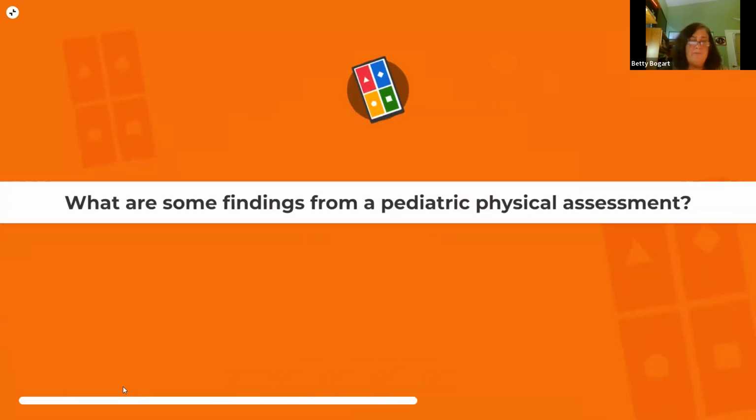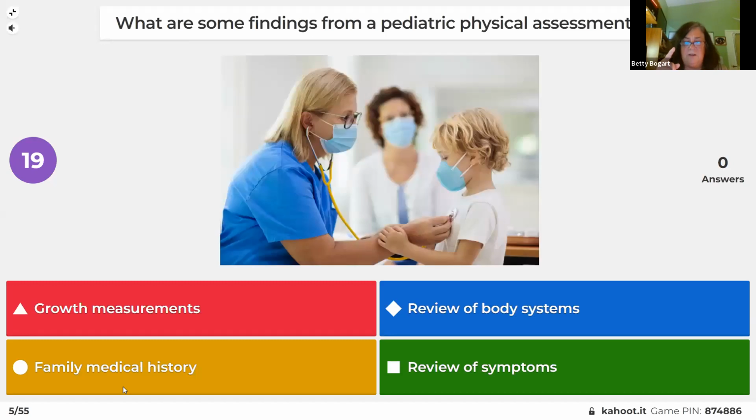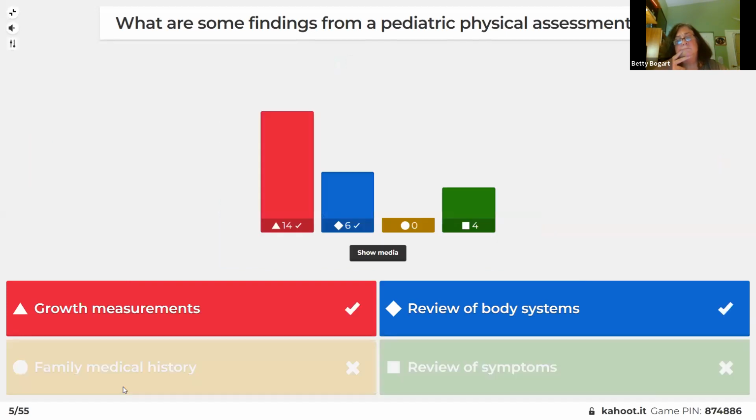Multi-select. Some findings from a pediatric physical assessment. Which of these are about physical? So growth and their body systems, you can touch, you can listen to. The other ones are history. They're just history. What was the symptoms, or what was the family? So physical is what you can touch and what you can see and what you can hear, okay? Good.